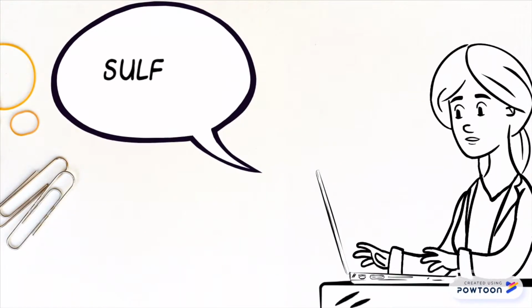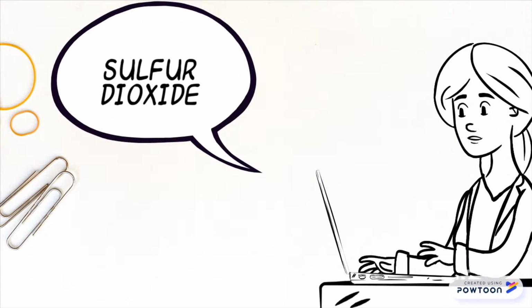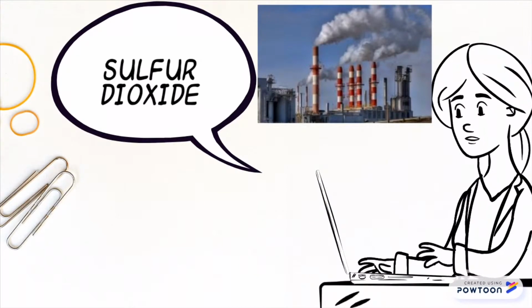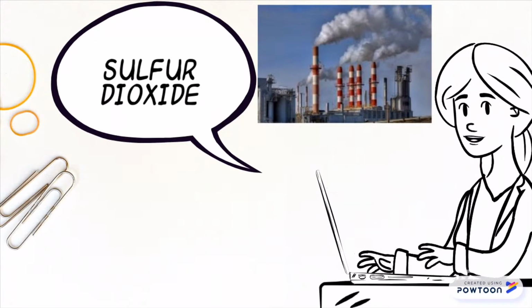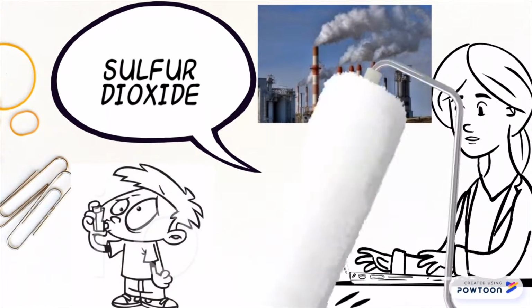Sulfur dioxide. It comes from fuel combustion, especially high sulfur coal, electric utilities, and industrial processes, as well as natural occurrences like volcanoes. It aggravates asthma and makes breathing difficult. It also contributes to particle formation with associated health effects.